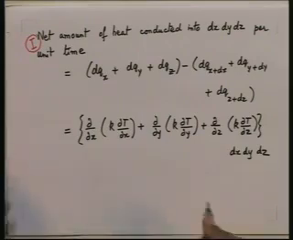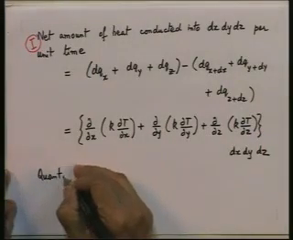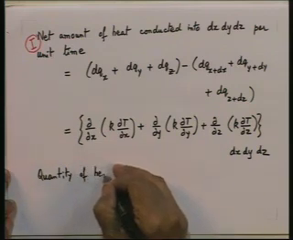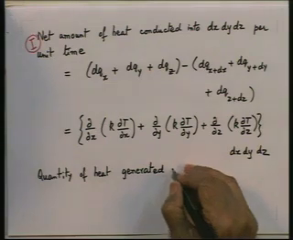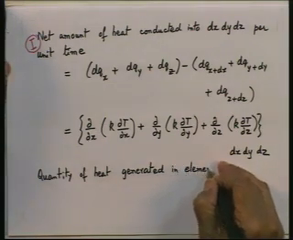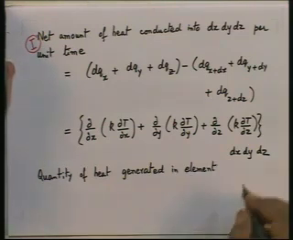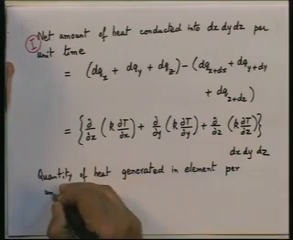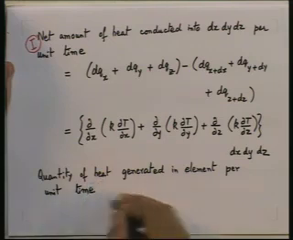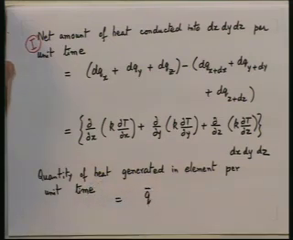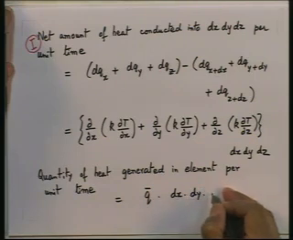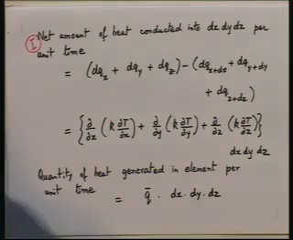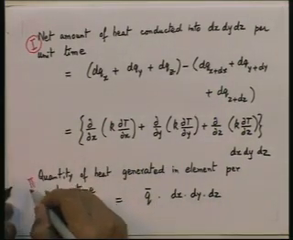Now, the rate at which heat is being generated per unit time, quantity of heat generated in element per unit time will be equal to Q bar, which is the heat being generated per unit volume, multiplied by the volume of the element dx dy dz. Let us call this expression 2.